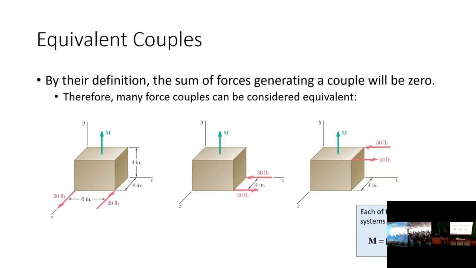Does that make sense? But that's also true of this and this, right? Because they're both wanting to cause rotation about the same axis. What I am getting at is that for, let's say, this system, instead of having 20 pounds here and 20 pounds here, I could delete those forces completely from the system and just replace them with a single moment vector of 120j. Same thing over here. I could delete this and replace it with 120j.